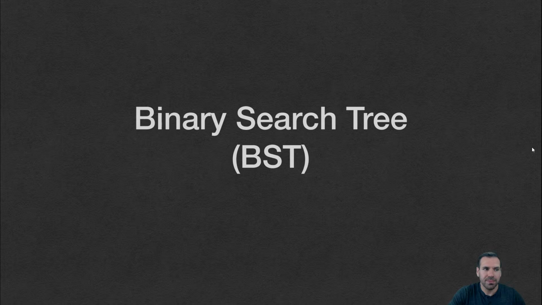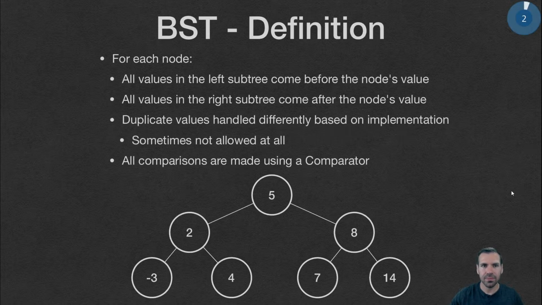Binary search tree, BST. Let's roll right into it. So a BST, binary search tree, is a binary tree. The trees are binary because they can have up to 2 children.